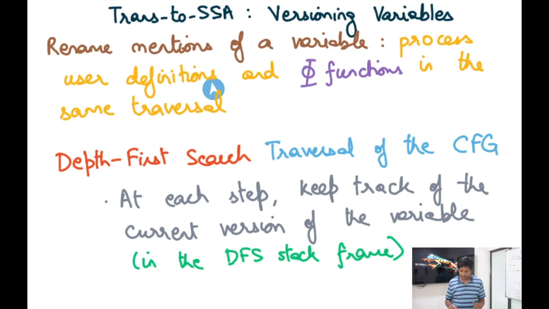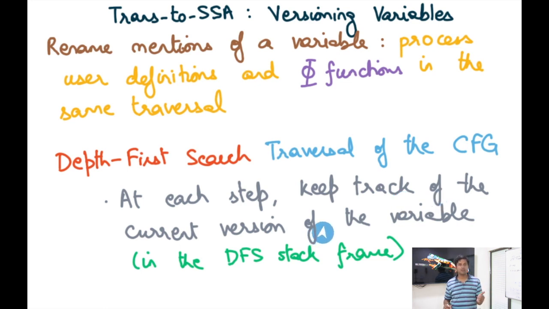And for this, we process all the user definitions, for example, A equals B plus C, and all the phi functions that have been inserted by our algorithm in step 2 in the same traversal. And the idea is very simple. We are going to do a depth-first search traversal of the CFG, and at each step of this depth-first search traversal, we are going to keep track of the current version of the variable.